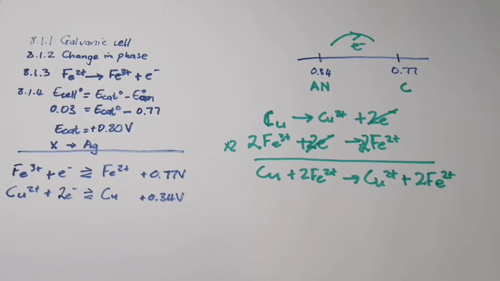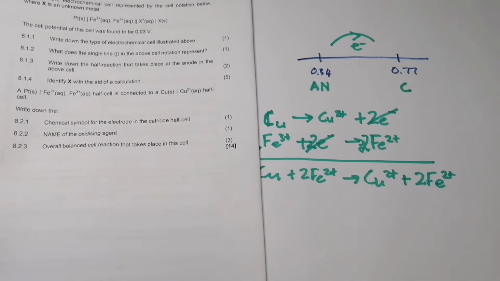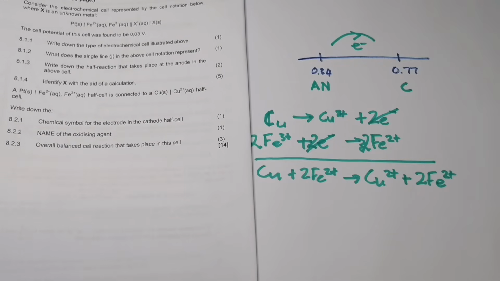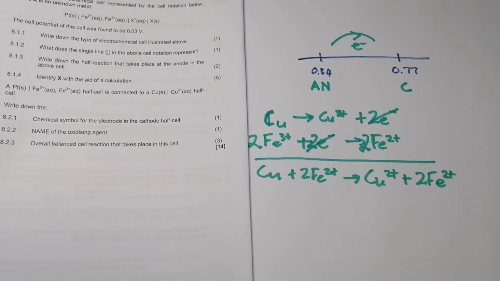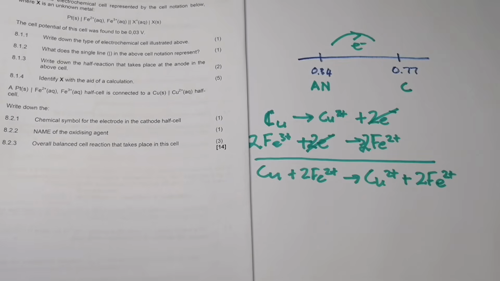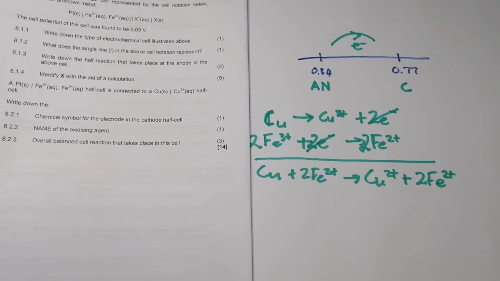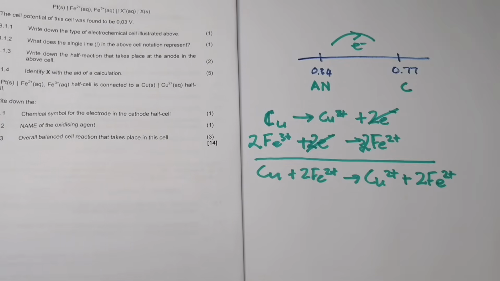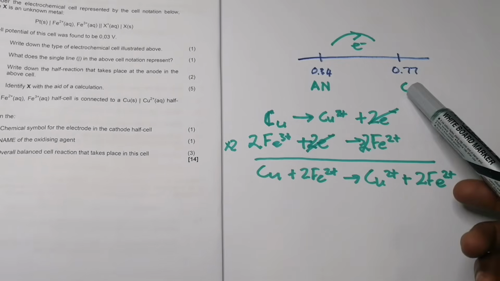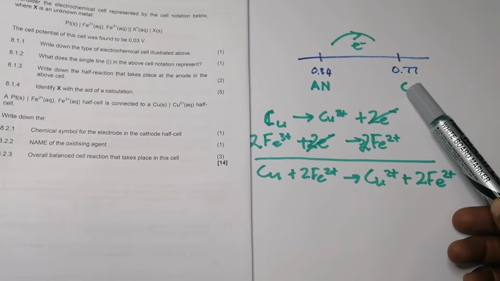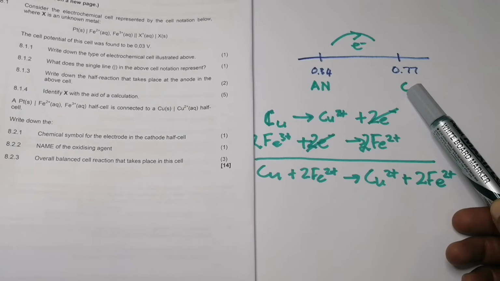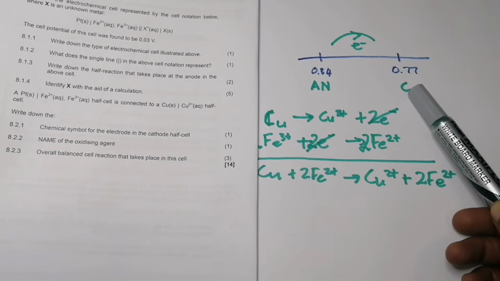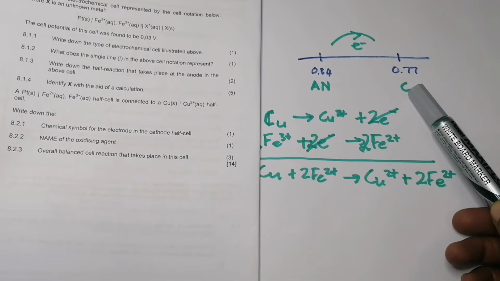Now, I think we are almost ready to answer the questions that they asked us. The last portion of the questions says: write down the chemical symbol of the electrode in the cathode half cell. In this case, which one was our cathode? We said 0.77, and they said write down the symbol of the electrode in the cathode half cell.